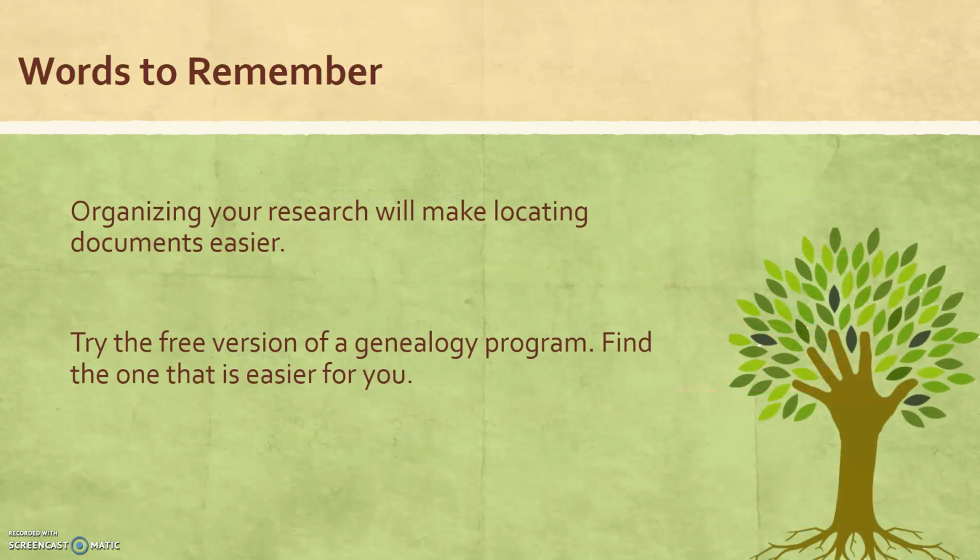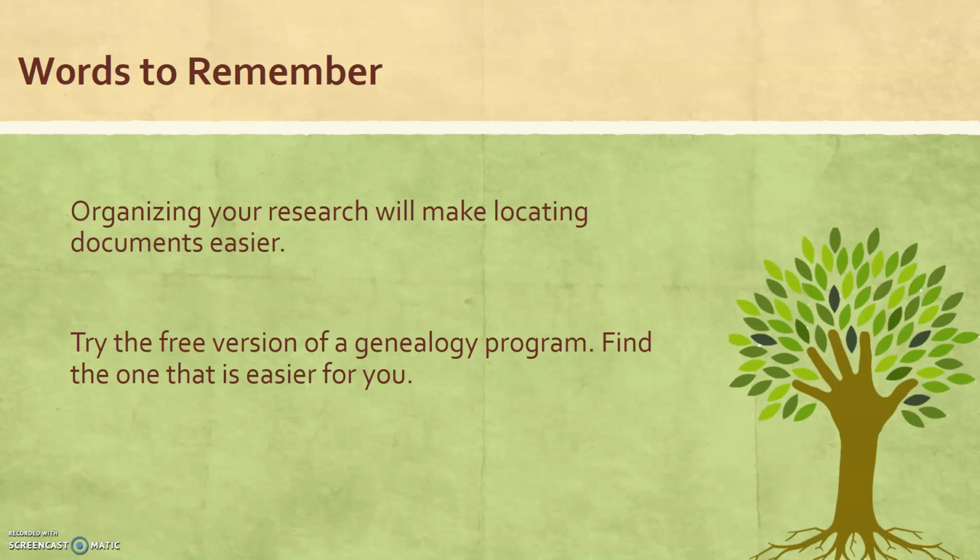Things to remember: organizing your research will make locating documents easier. If you haven't noted where to find things, it's like having an index in a book. You can look in the back and you go, oh yes, okay, I can go find what I need. I need to go to page 148. Do the same thing with your research. Whether you have them in folders or binders, you can always say, hey, I have it in box number 12, or I have it in folder number 21, or I have it in family binder number 15. So make sure that you just keep yourself organized.